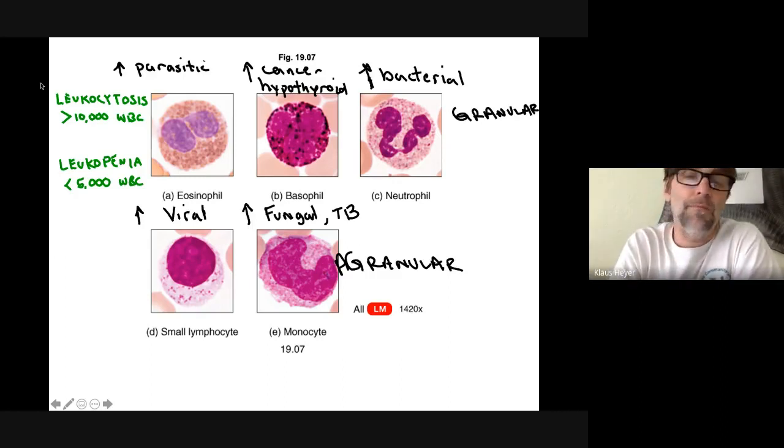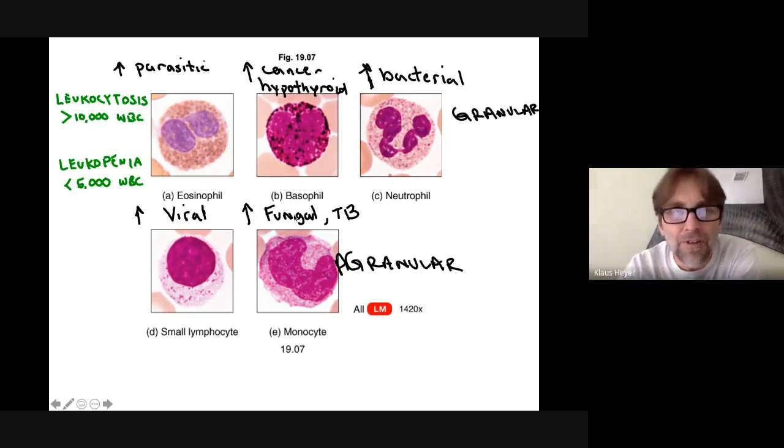And then monocytes: fungal infections and tuberculosis. Tuberculosis is actually a bacteria, but for some reason it jacks up monocytes. And they kind of look like this. Eosinophils are kind of orange, reddish, and monocytes tend to look like the old style telephones. That's their nucleus.